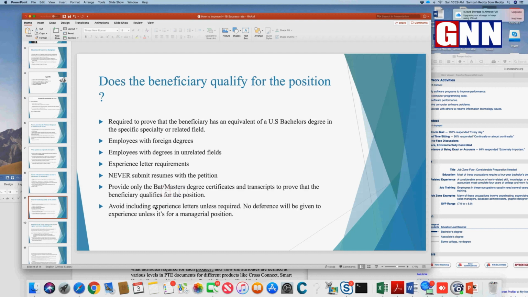And when providing these experience letters, you have to be really careful. USCIS wants to see detailed job duties, and also they want to see that the experience was gained at a professional level. So basically you have to show that all your colleagues and the supervisor were professionals. That means they had a minimum of a bachelor's degree when you actually gained this experience.